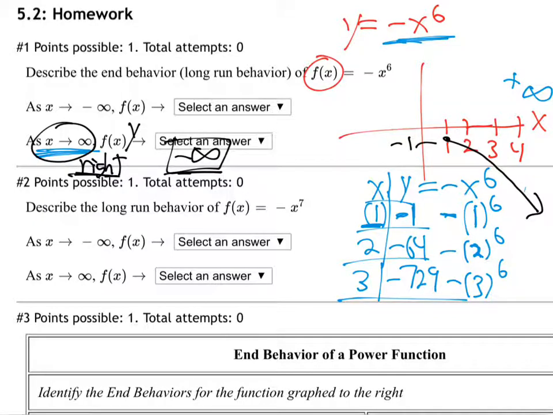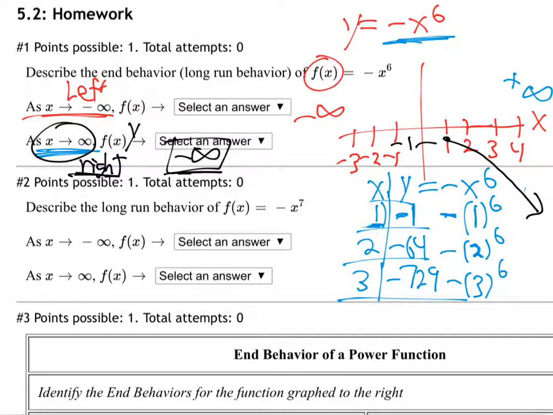Now, let's back up and do the one I skipped. Here, what does it mean when they say as x goes to negative infinity? What are they asking me there? Left, yeah, that's left. Because with negative infinity, the negative numbers are this way: -1, -2, -3, aren't they? So they're saying as you go to the left, what is that graph going to do?